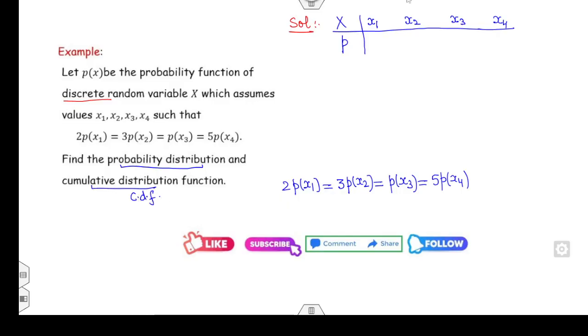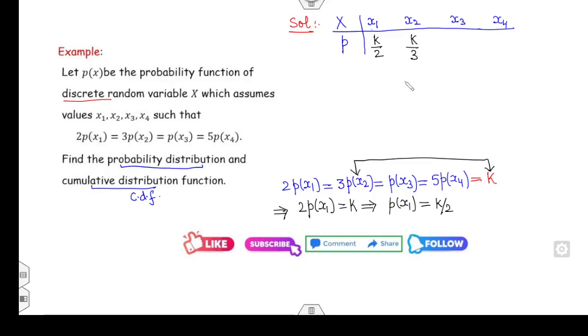Fine. Again, very simple. Now you can see all are the same. I can consider this number as my k. So if you consider the first number, that is 2P(x1) which is equal to k. Can you find the value of the probability at x1? Probability at x1 will be k over 2. Similarly, if you consider the second, the answer will be k over 3. If you consider the third, the answer will be k. And if you consider the last part, it will be k over 5.